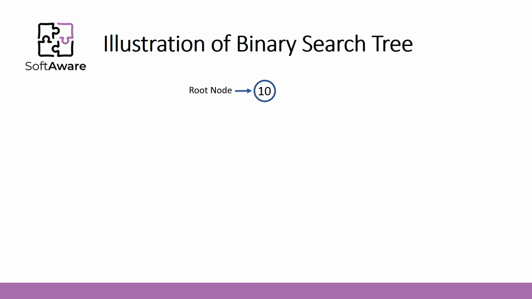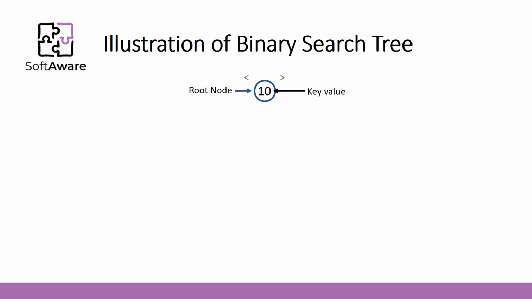So let's assume that we have data element of 10, which will also be our key value. The left subtree of a node should always contain only nodes with keys lesser than the node's key. And the right subtree of a node contains only nodes with keys that are greater. So let's see it in an example.